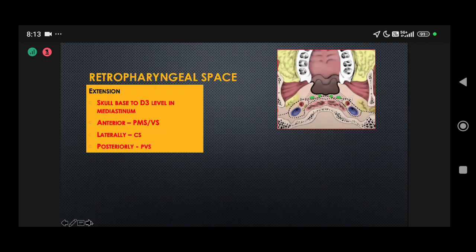Coming to the next space, that is the retropharyngeal space. This space is also important, but radiologically, if there is no pathology, we hardly see it on cross-sectional imaging. Anatomically, this space extends from the skull base up to the D3 level in the mediastinum. This is the retropharyngeal space, the green dot here. Basically it lies posterior to the pharyngeal mucosal or visceral space, laterally there is the carotid space, and posteriorly there is the perivertebral space.